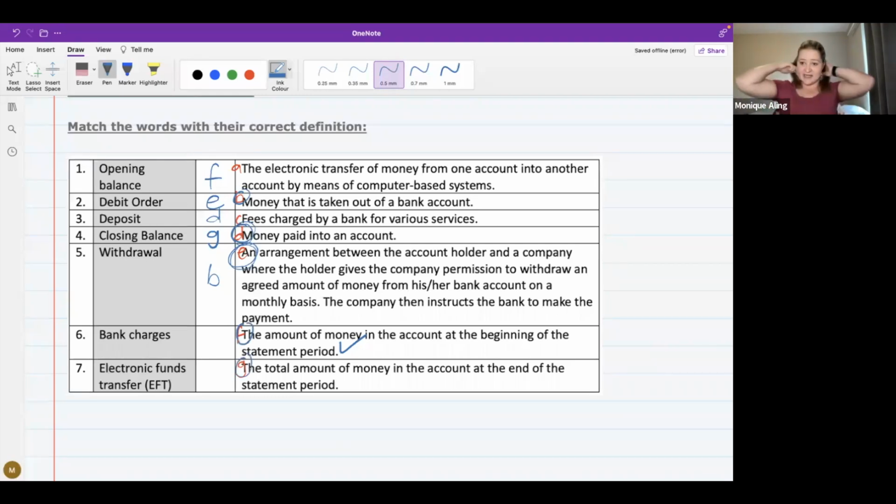Okay, so when it comes to banking, it's very important to know deposits and withdrawals, especially when it comes to transaction fees. Bank charges. What are bank charges? Our definition for that is C. Good. Looks like you're all waiting to give me that answer. C is the fees charged by a bank for various services. So all the things that the bank can charge you for, and that means an EFT must be A, the electronic transfer of money from one account into another account by means of computer-based systems.